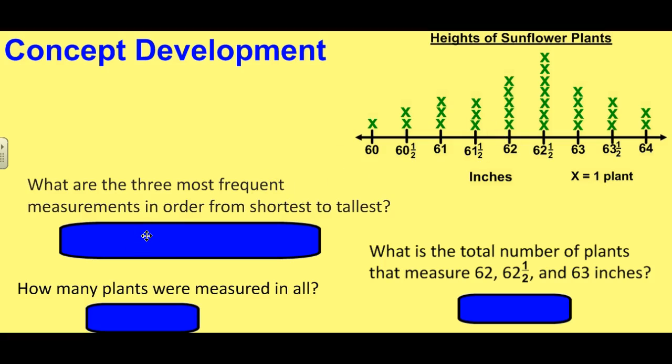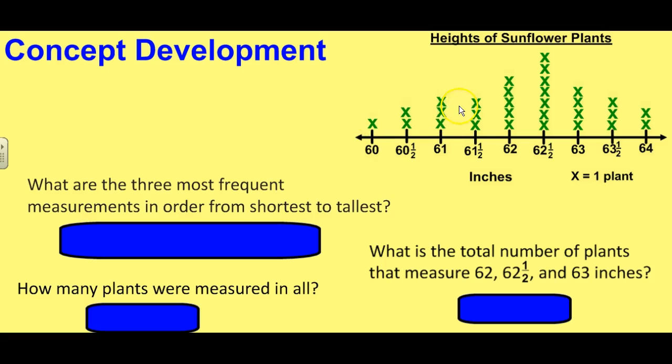So first question that we're going to answer is, what are the 3 most frequent measurements in order from shortest to tallest? So you're going to have to find the 3 most frequent ones, meaning the ones that have the most X's, and you're going to have to arrange them whenever you're putting them down on your paper from the shortest to the tallest. So I know right now that this 62.5 is going to be the one that happened most frequently because it has more X's than any other one. I know that the one that's going to come next is this one because I can just tell by looking at it that it has more X's than the others. And I know that 63 has more X's than the others.